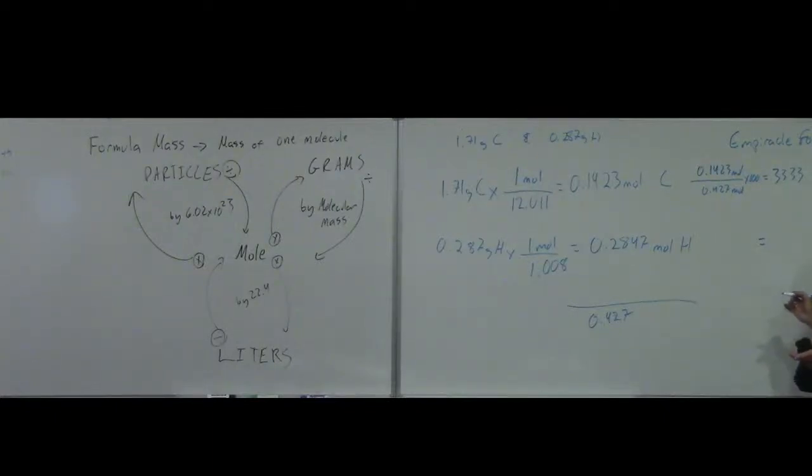So if that's 33.33, then what does this other one have to be? I only got two things, so I don't even have to do the math again, right? This is 1/3, so this has to be 2/3, 66.66. 1/3 to 2/3. What's my ratio? It's 1 to 2. This is a 1 to 2 ratio of what? Carbon to hydrogen.